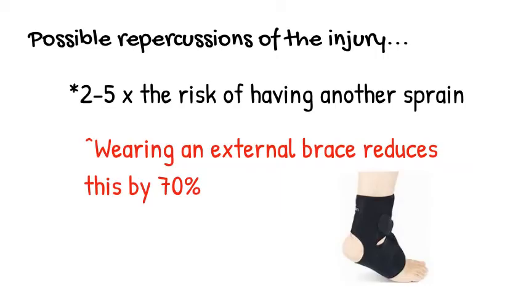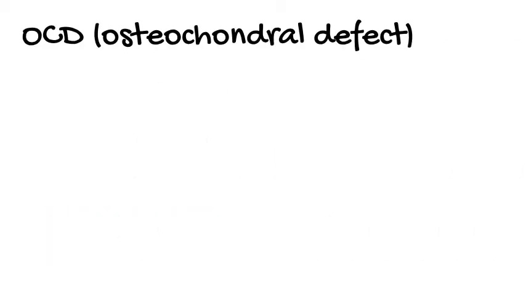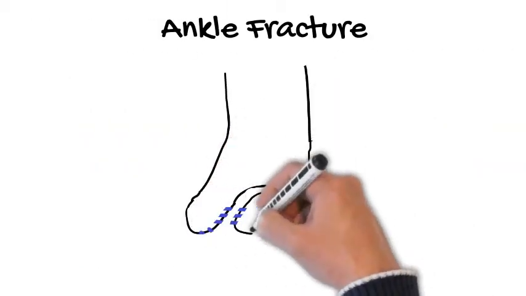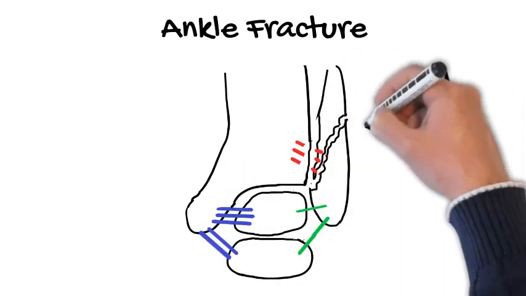In terms of what could keep him out longer, well, any other injury that he sustained during the sprain could keep him out. So something like what's called an osteochondral defect, meaning it took a bit of bone and cartilage off from the ankle, which you'd find on an x-ray, could keep him out for a considerable period of time. If he had an ankle fracture rather than a sprain, certainly the mechanism is very similar, then that could also keep him out, as is in the picture here, that ankle fracture just marked there, and that would take a lot longer to heal and possibly require surgery.